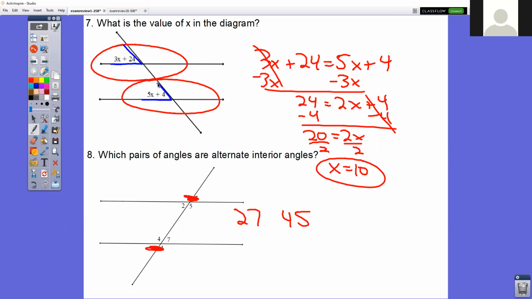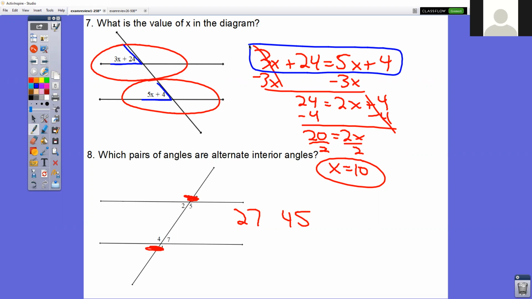In parallel lines cut by a transversal, if they look the same, they are the same, they're equal to each other. So you would set up this equation where you set them equal to each other. The one angle equals the other angle. Solve for X, you get X equals 10.